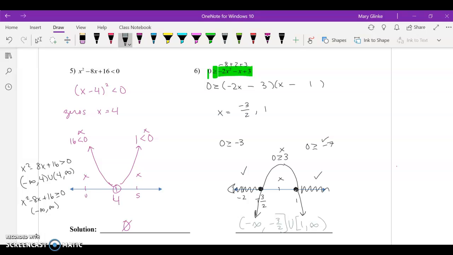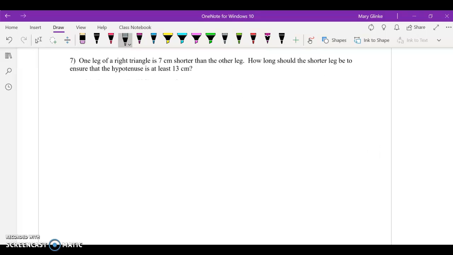Let's go ahead and try one more problem. It's going to be an application problem based off of inequalities. So we're talking about a right triangle here. One leg of a right triangle is 7 centimeters shorter than the other leg. How long should the shorter leg be? So here's our shorter leg. If the hypotenuse is at least 13. And so looking at this, since our shorter leg is x, the other one would have to be 7 centimeters longer to ensure that the shorter one is 7 centimeters shorter.